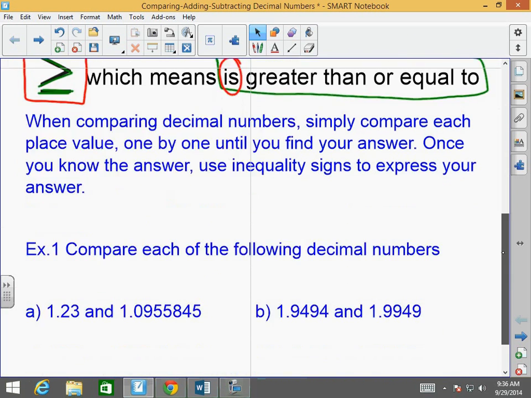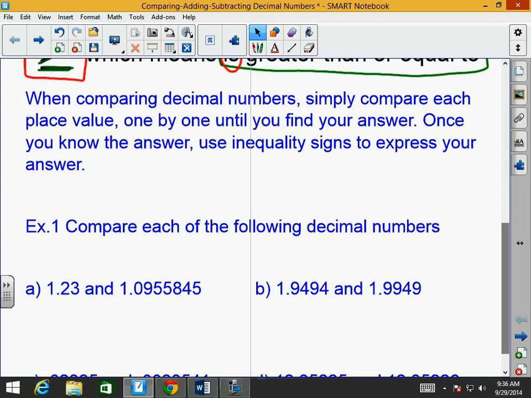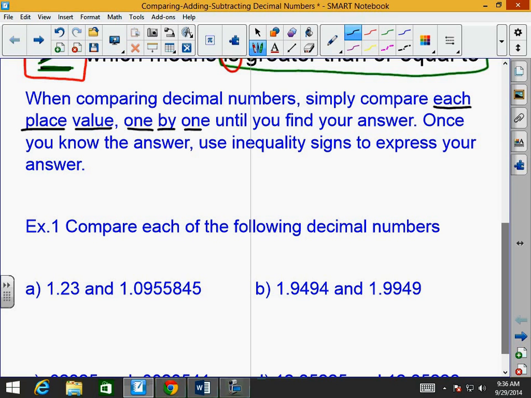Now, when comparing decimal numbers, please pay attention to this. Please, compare each place value one by one until you find your answer. Don't just look at the numbers and shoot a random guess. Do not do that, please. You're going to compare each place value one by one until you find your answer. Once you know the answer, use the inequality signs to express your answer.